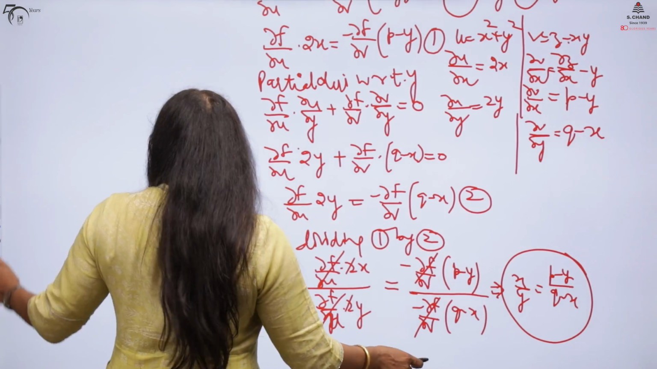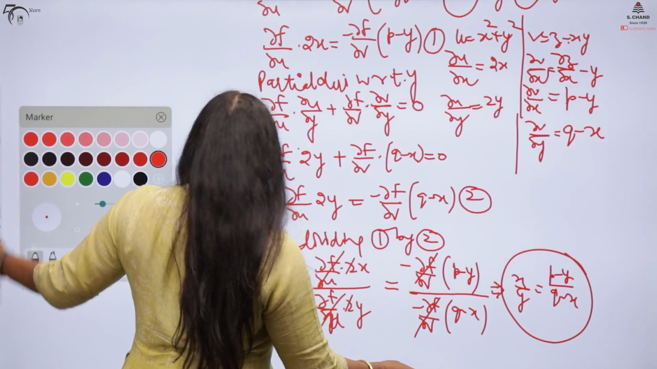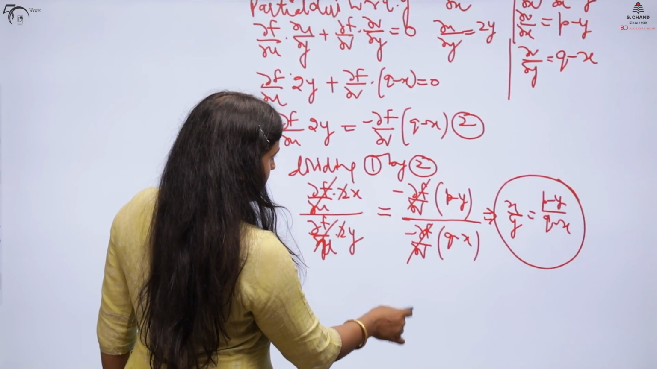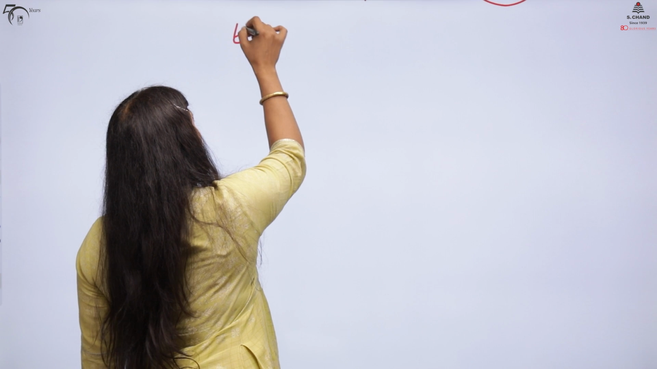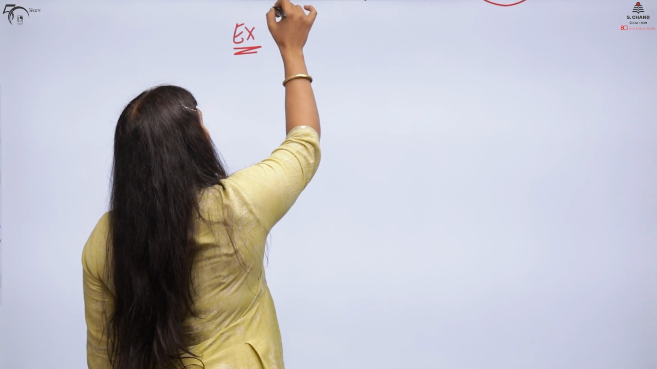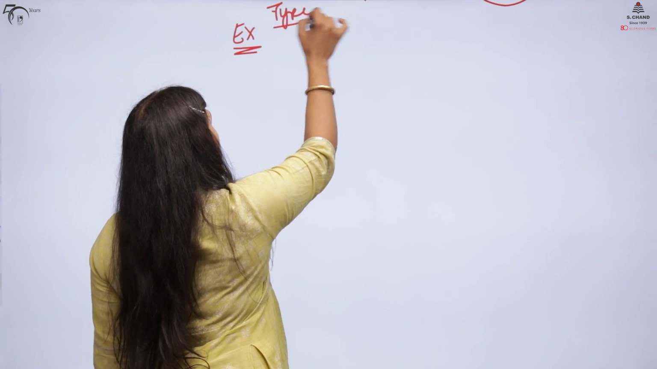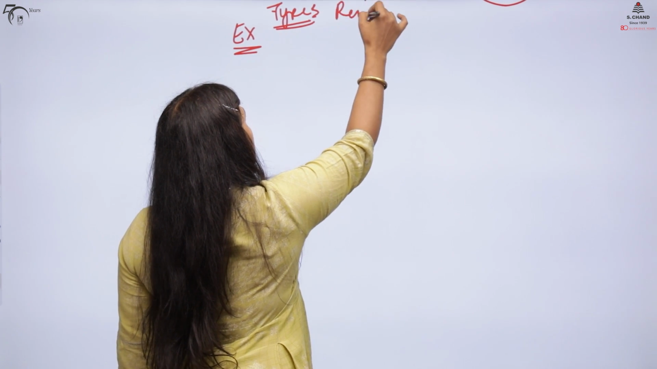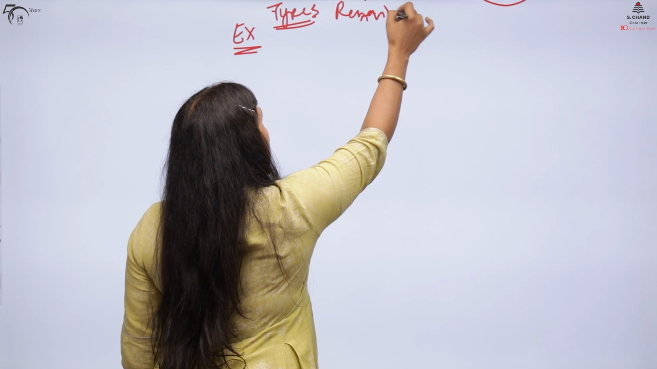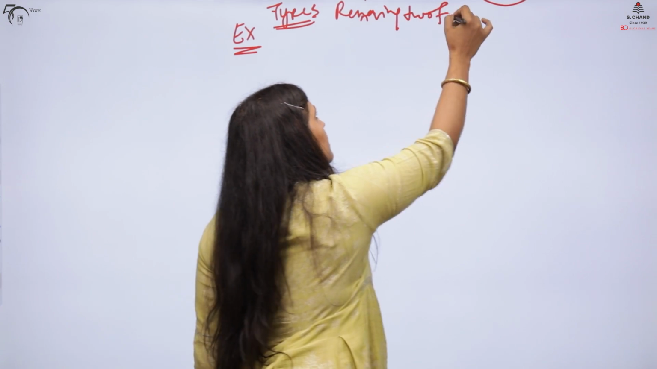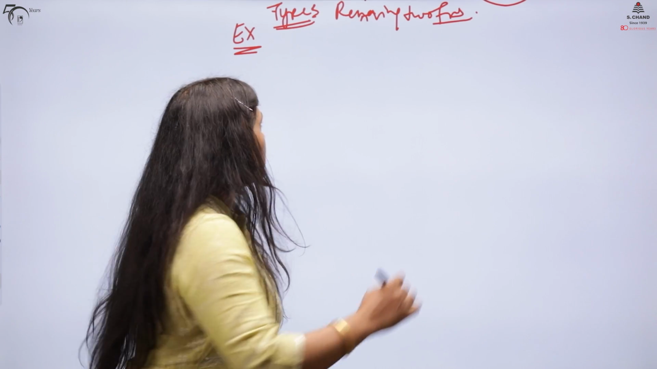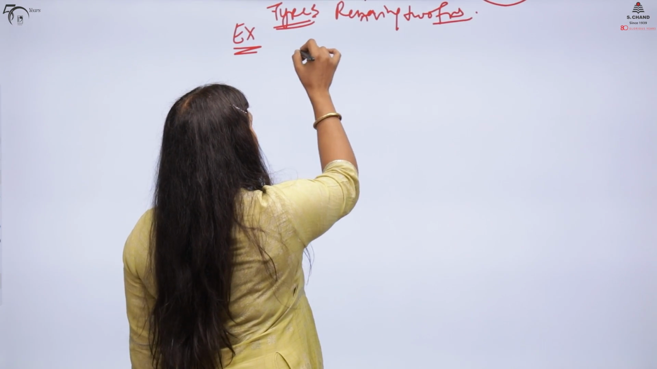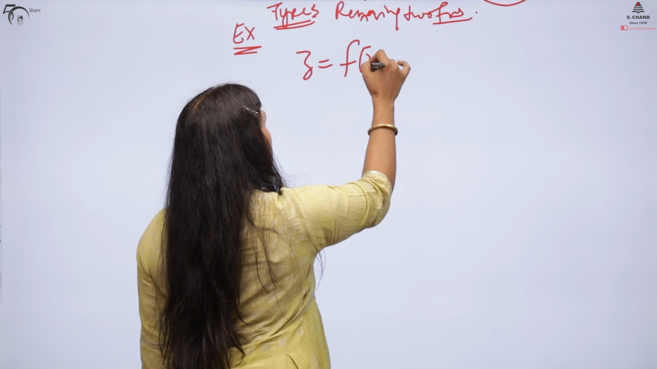Now, the third type I will be discussing is the case in which you have two functions. So this is, you can say, type 3, removing two functions. So type 3, removing two functions, and I will take up an example, and the equation will look like this.